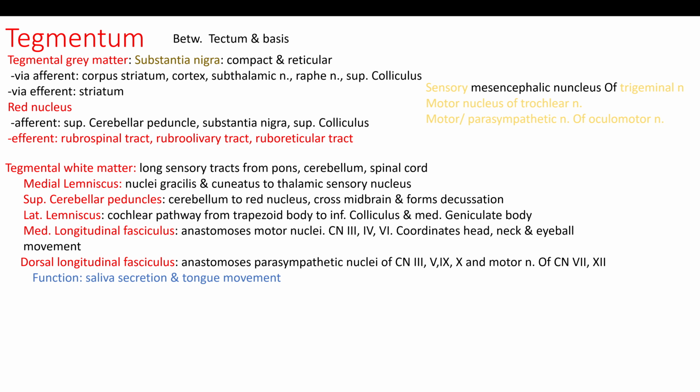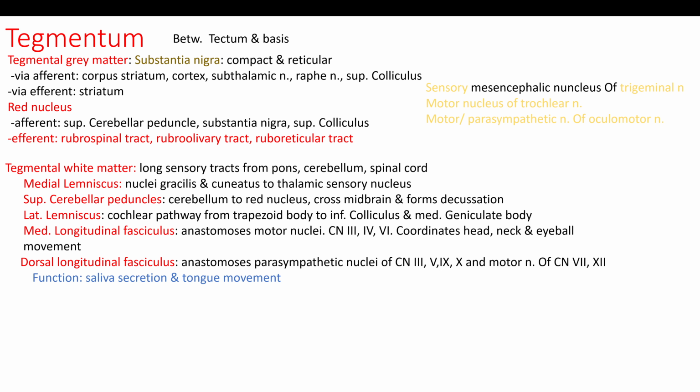The central gray substance is located around the cerebral aqueduct. There are present dorsal raphe nucleus, nucleus of posterior commissure, and a tract called dorsal longitudinal fasciculus, which passes from hypothalamus to the mesencephalon. There's also the interpeduncular nucleus. We can also find sensory mesencephalic nucleus of trigeminal nerve, motor nucleus of the trochlear nerve, motor and parasympathetic nuclei of the oculomotor nerve.